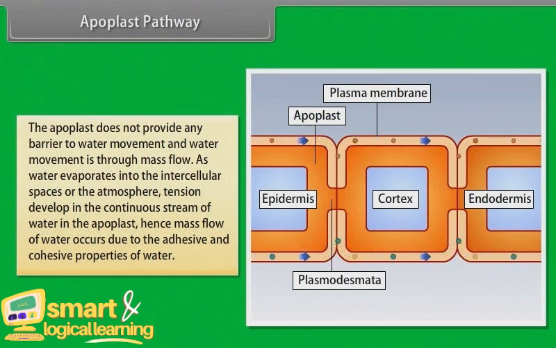As water evaporates into the intercellular spaces or the atmosphere, tension develops in the continuous stream of water in the apoplast. Hence, mass flow of water occurs due to the adhesive and cohesive properties of water.